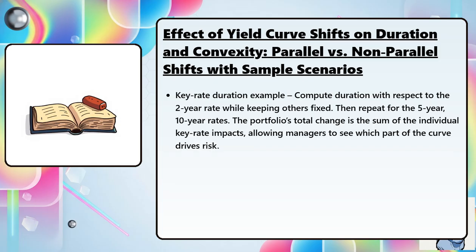Key rate duration example: compute duration with respect to the 2-year rate while keeping others fixed. Then repeat for the 5-year and 10-year rates. The portfolio's total change is the sum of the individual key rate impacts, allowing managers to see which part of the curve drives risk.